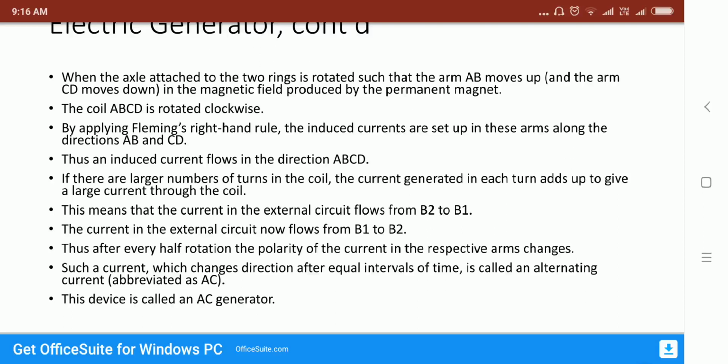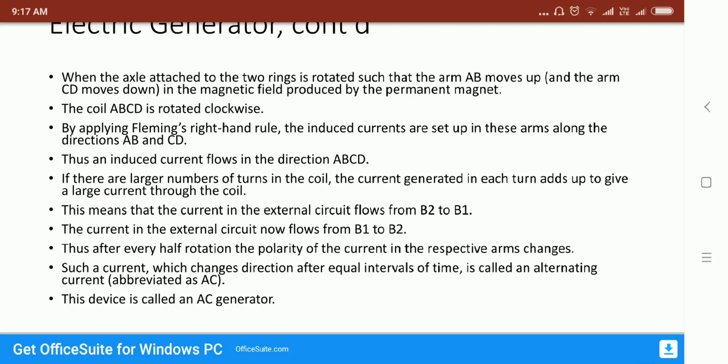Now, if instead of a single coil a large number of turns are provided to the coil, then the current generated in each turn is added and the final current is higher. While the current is flowing through the coil, that current also passes through the brushes via the rings, that is from B2 to B1, and the current in the external circuit flows from B1 to B2. So both are in opposite directions.